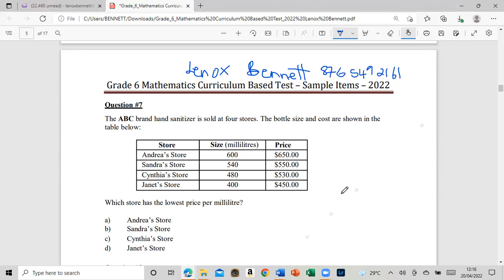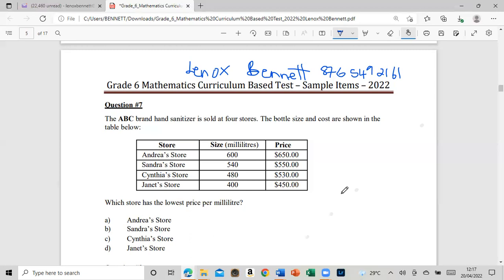All right, so this one says the ABC brand hand sanitizer is sold at 4 stores. The bottle size and cost are shown in the table below. Andrea's store: 600 milliliters costs 650. Sandra's store: 540 costs 550. Cynthia's: 480 for 530. And Janet's store: 400 for 450. The question says, which store has the lowest price per milliliter?